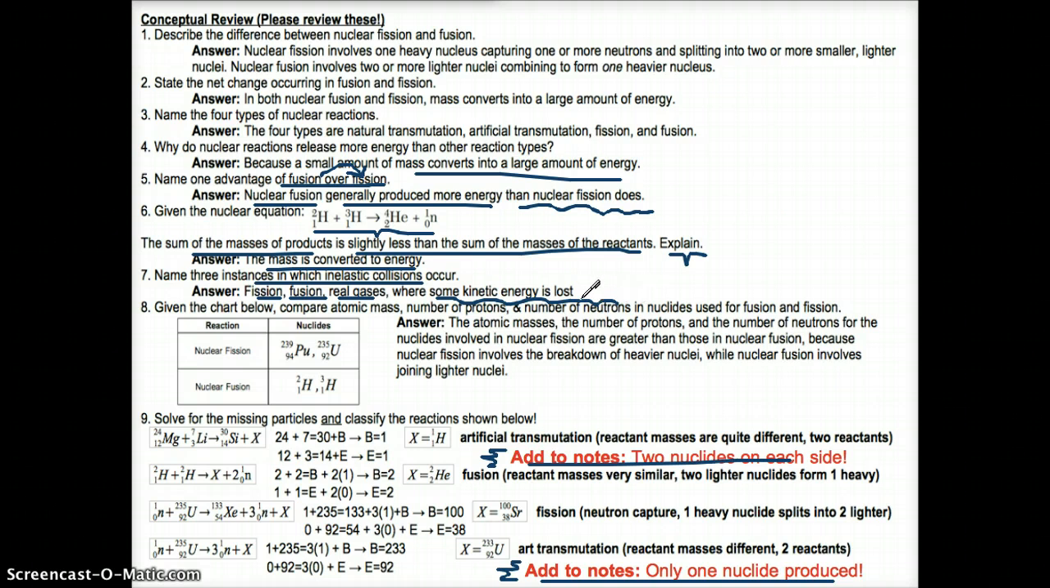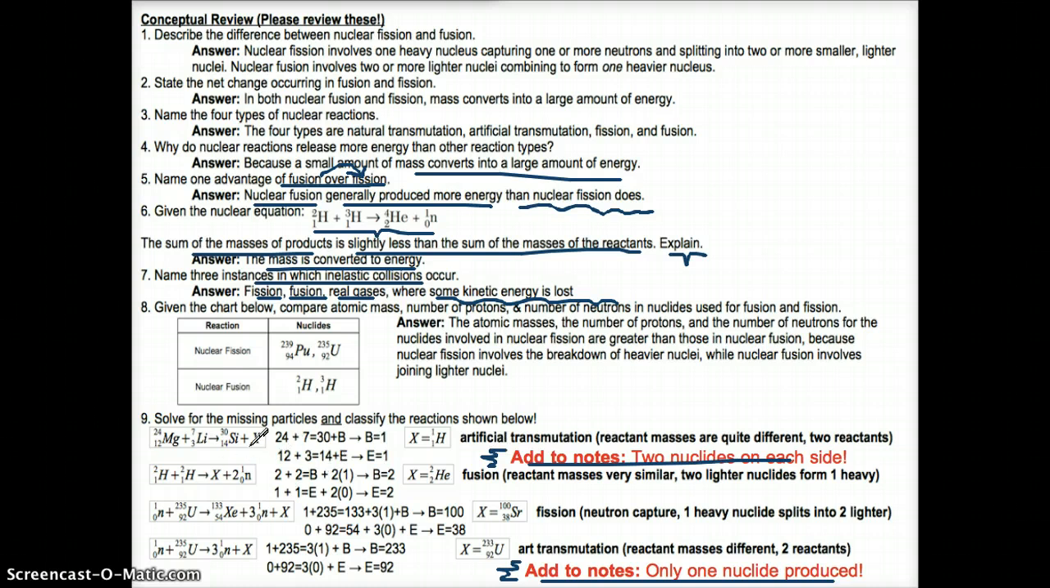All right, number eight, just compare atomic masses in the top left and atomic numbers in the bottom left and subtract to compare the number of neutrons. And when you do that on your own, you'll find that the atomic masses, the number of protons and the number of neutrons are greater for nuclear fission than for fusion. And recall that fusion joins lighter nuclei to form a heavier one, while fission splits a heavy nucleus to form two lighter nuclei.